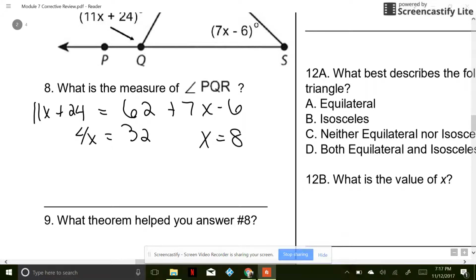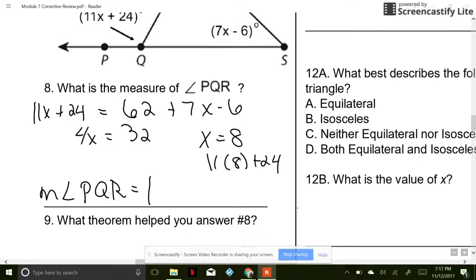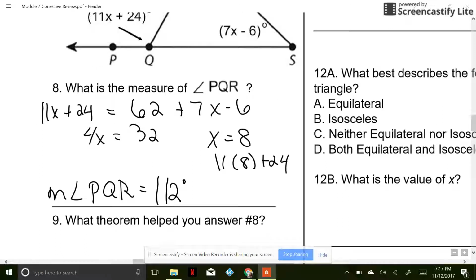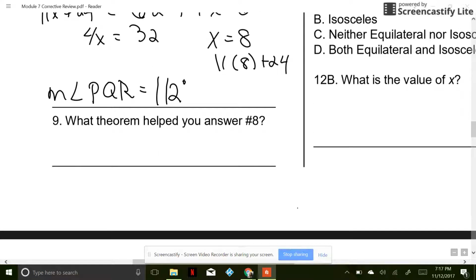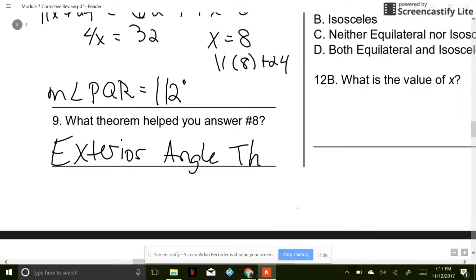Solving it back in for angle PQR, take 11 times 8 plus 24. So the measure of angle PQR is going to be 112 degrees. And what theorem helped us answer that? Again, that was the exterior angle theorem.